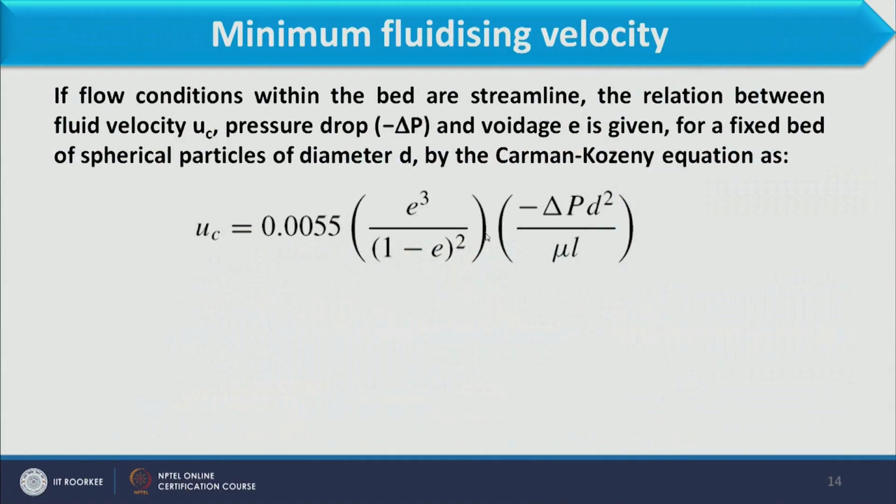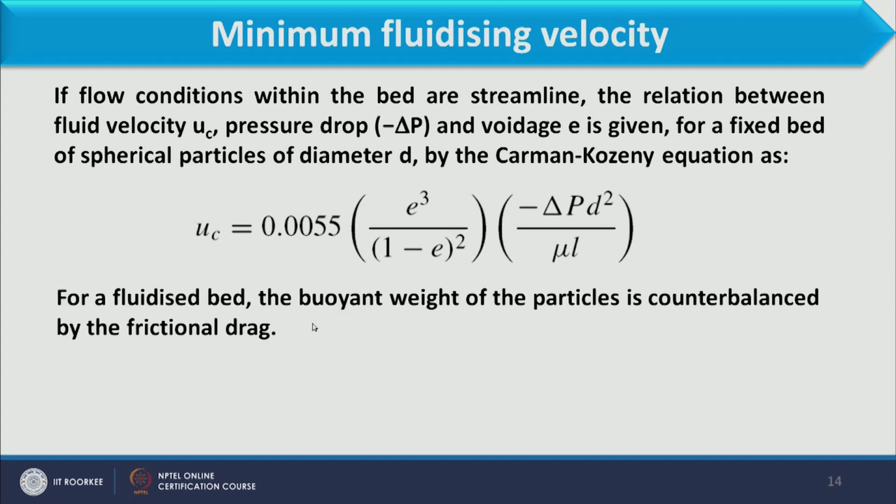For the fixed bed, the Carman-Kozeny equation is: UC is equal to 0.0055 E cube (1 minus E) whole square, delta P d square by mu L. Delta P is the pressure drop across the bed, mu is the fluid viscosity, L is the height of the bed, and d is the particle diameter, and it is specifically proposed for spherical particles. So this is for the fixed bed.